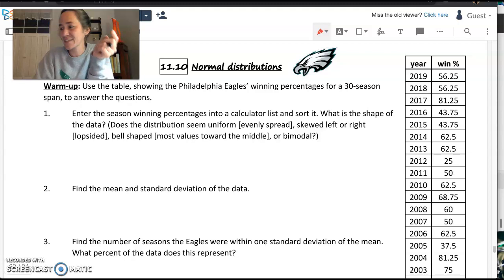We're looking at Statistics Packet page 22, rounding out the unit with section 11.10 on normal distributions. You'll see the Philadelphia Eagles logo at the top, along with a list of the good and the bad memories of our winning percentages for the past 30 seasons.